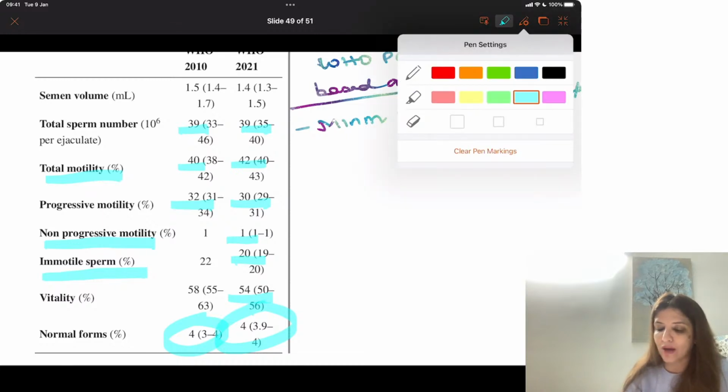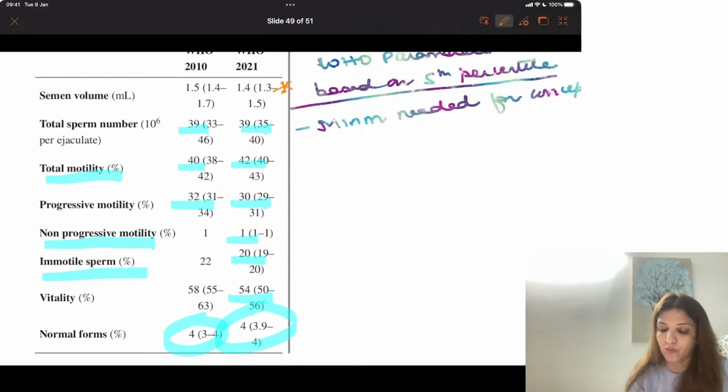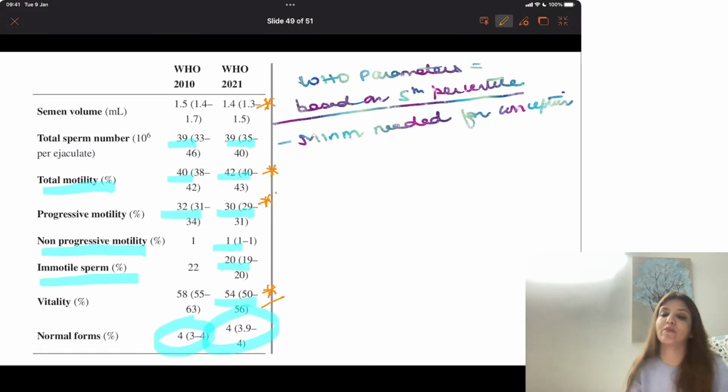So the differences which you have to remember are in semen volume, total motility, progressive motility, and vitality. These are 4 things which you have to remember. Semen volume, now it is 1.4 ml. Total motility now is 42%. Progressive motility now is 30%. Earlier it was 32, now it is 30. And vitality is 54%. I want all of you to note down these things in your notebook. Very, very important recent WHO parameters for semen analysis.